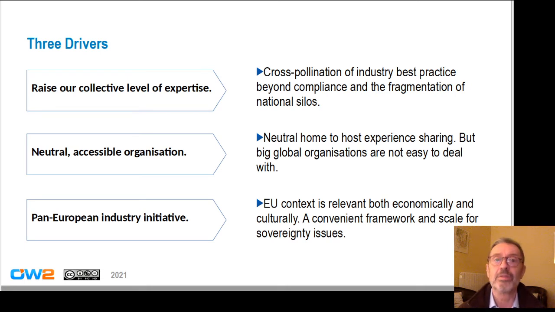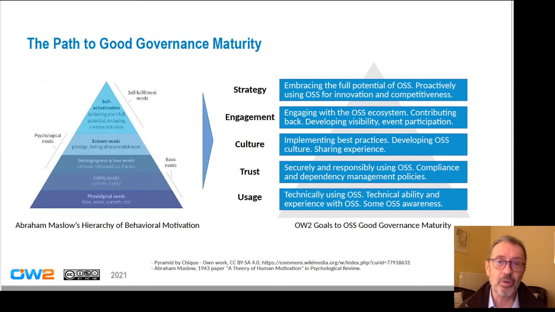So the third goal was that we needed a European perspective because there is a strong connection between using open source software in order to develop some degrees of liberties and, of course, being in control of one's digital sovereignty.